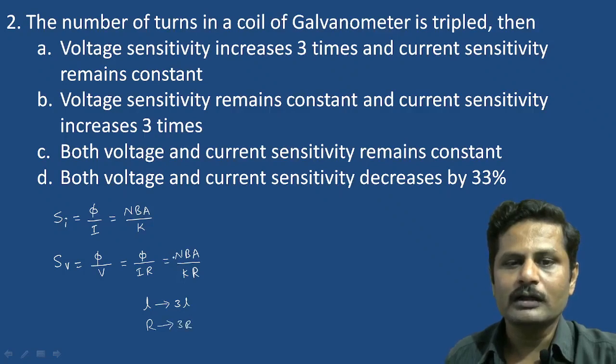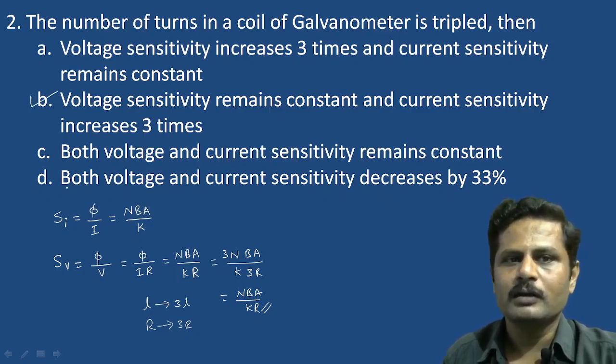So if the number of turns is increased by 3 times, that is 3NBA divided by R, then in place of R we must write 3R, because resistance increases by 3 times as the number of turns increases by 3 times. So the 3 gets cancelled, and we will get again NBA divided by KR. Therefore there won't be any change in the voltage sensitivity of the galvanometer, even if I increase the number of turns. By this you can understand that B would be the proper answer.